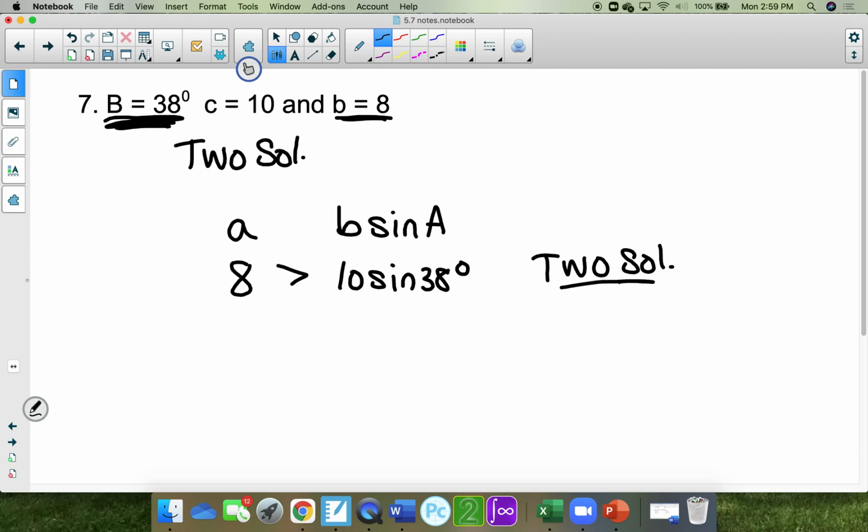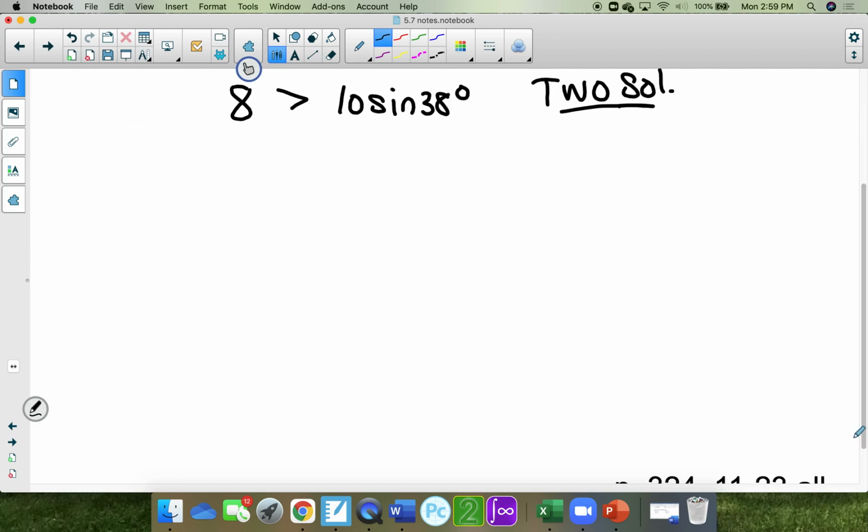So watch carefully. I'm going to draw the picture for the two solution, and there's only one picture, and you'll see it on your chart. It looks like this. This is what the picture looks like. The angle that's given for us is B. So B has to go here, and this is side B. And this is 38, and this is 8. And the other side that they give is a 10.